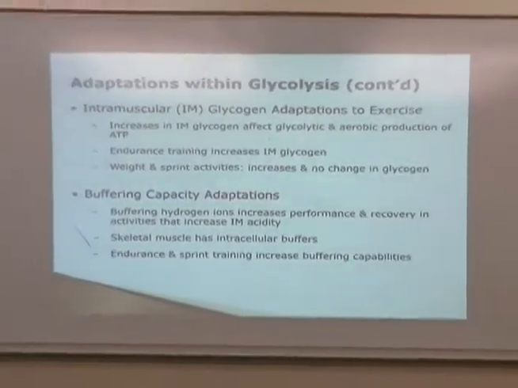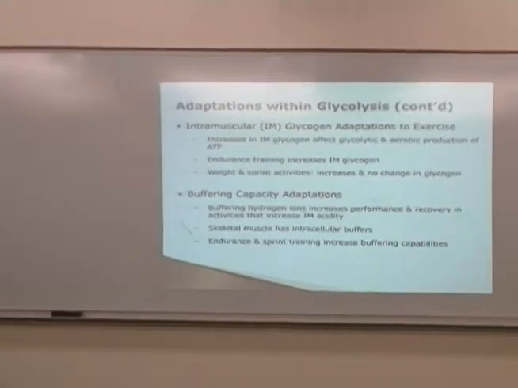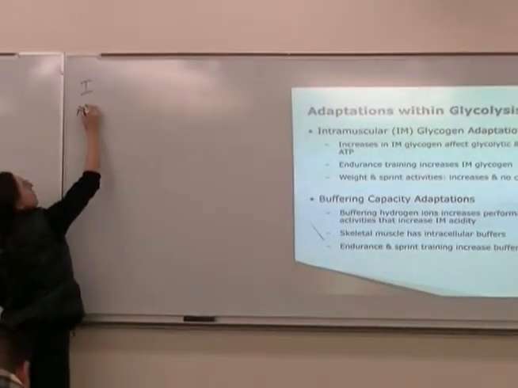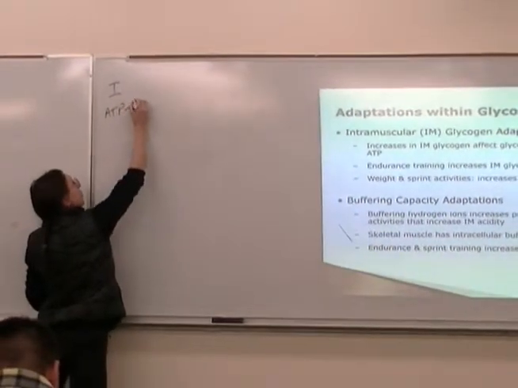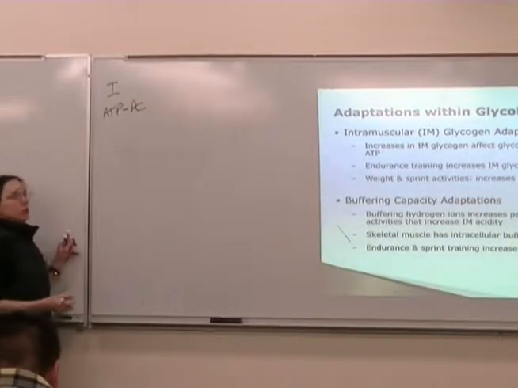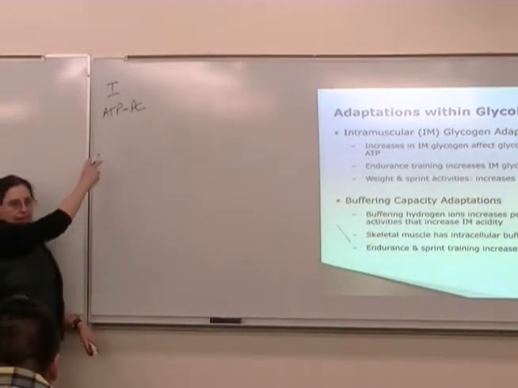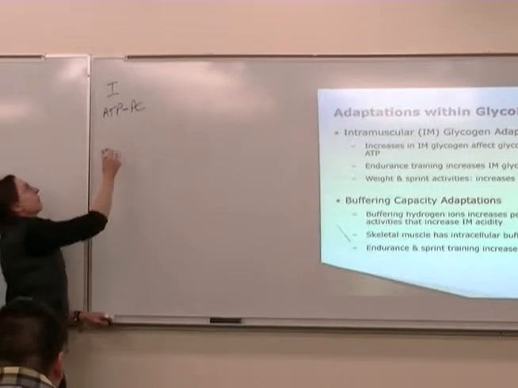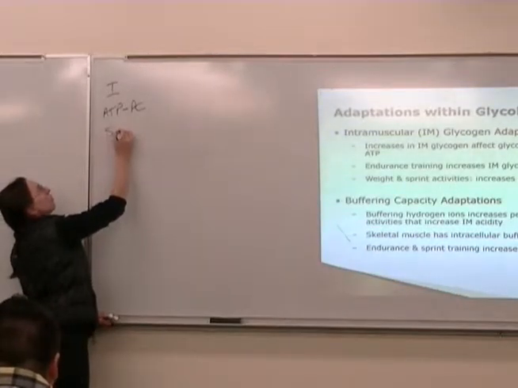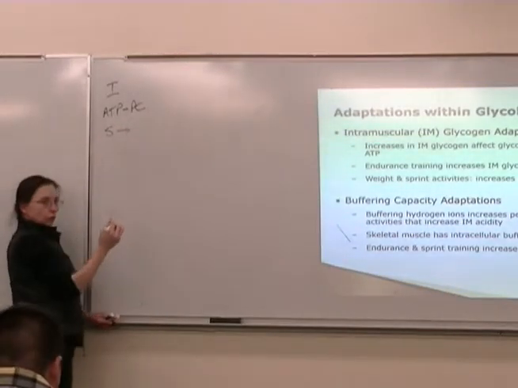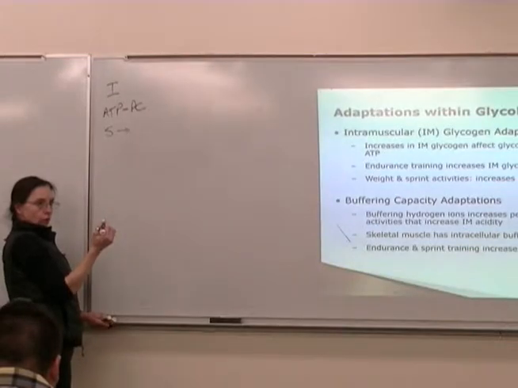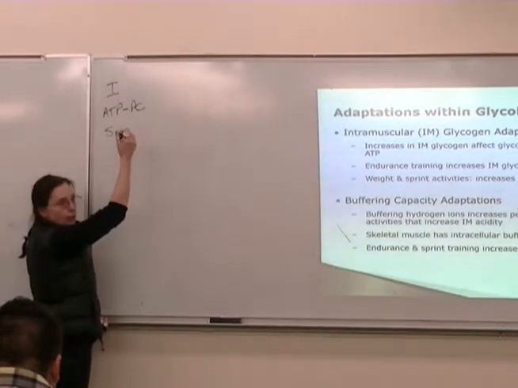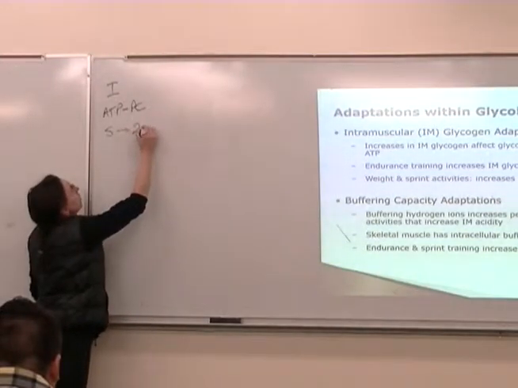System 1. ATP-PC system. What's the timeline for ATP-PC? 5 plus 10. 10. And 15. A little bit more, 15 to 20. All right.